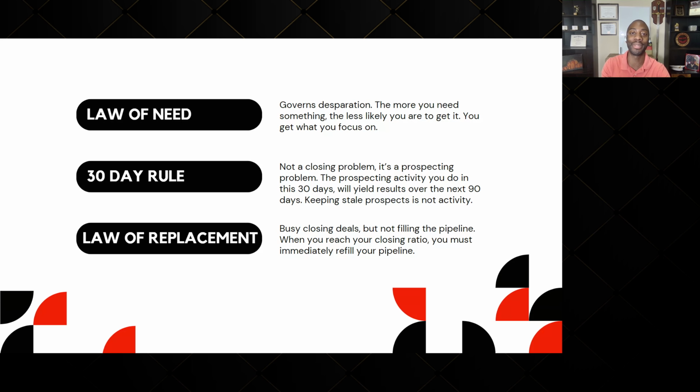It's not a closing problem because of the 30-day rule. They're likely already gone. If you didn't get them in the first 30 days, you're not going to get them. Now, the other piece is the prospecting activity that you do in this 30-day period will yield results over the next 90 days. And so if you've gone 3 or 4 months trying to work with these same people, they're already what you would call a dead lead or dead prospect.